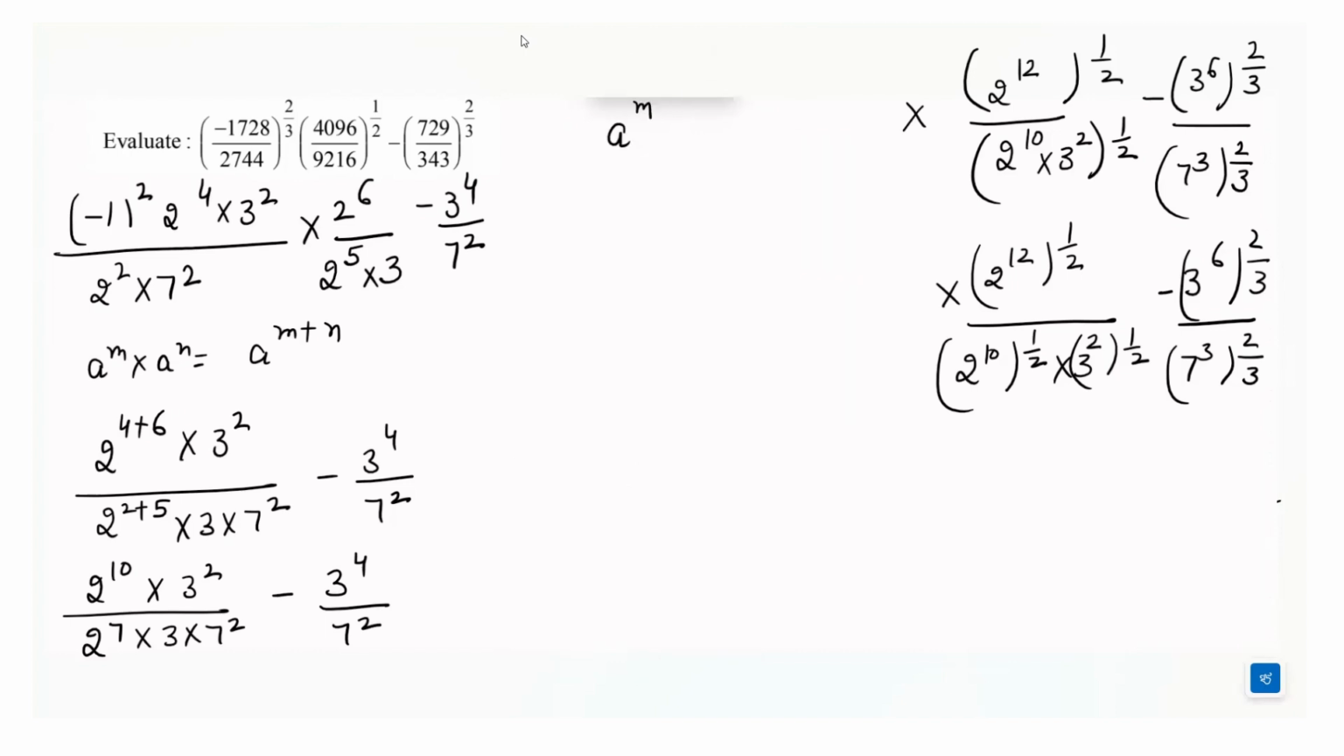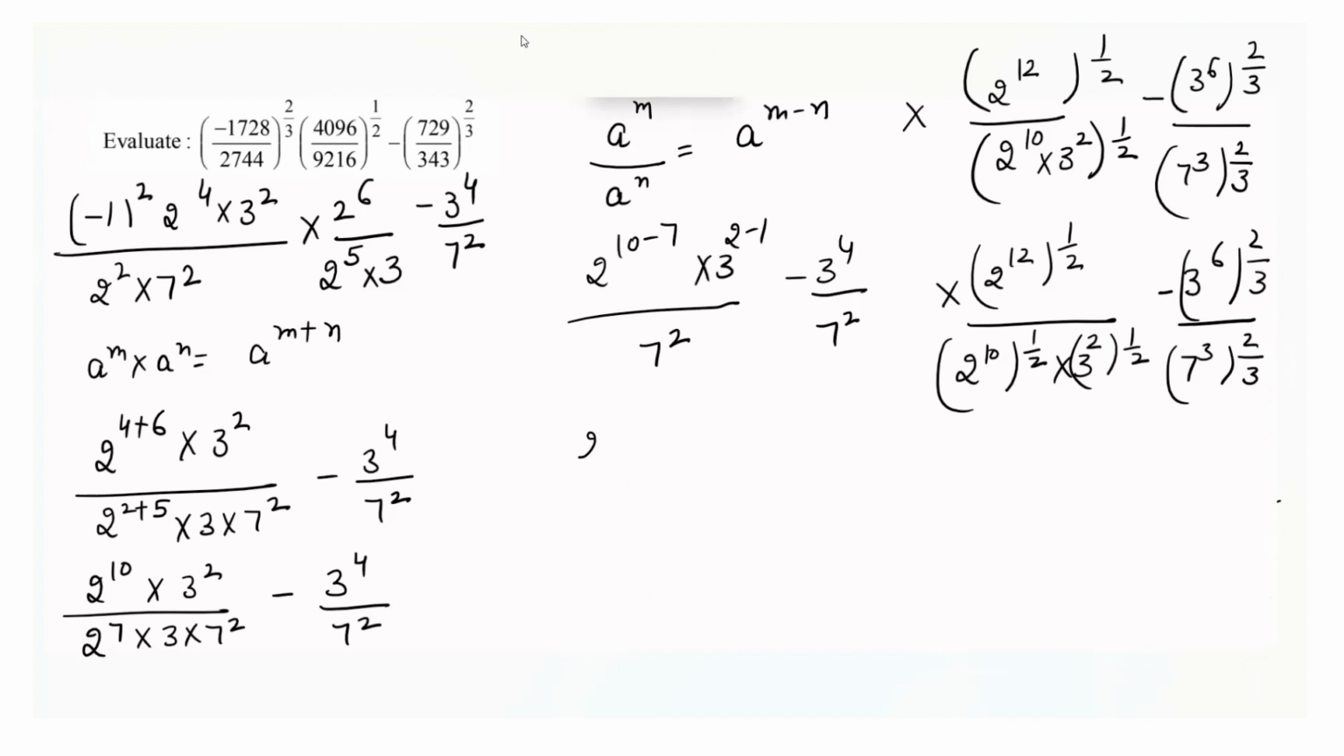Now after this we have to use the next formula, which is a^m over a^n is equal to a^(m-n). So 2 raised to power 10-7 into 3 raised to power 2-1 over 7 raised to power 2, minus 3 raised to power 4 over 7 raised to power 2. So we'll get 2 raised to power 3 into 3 raised to power 1 over 7 raised to power 2, minus 3 raised to power 4 over 7 raised to power 2.